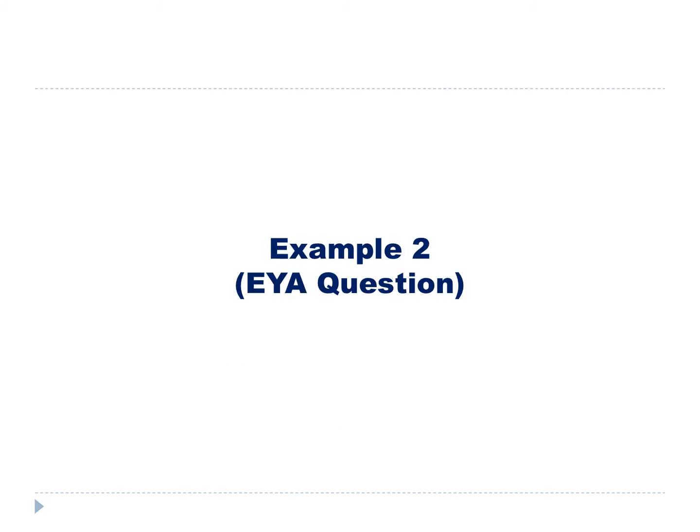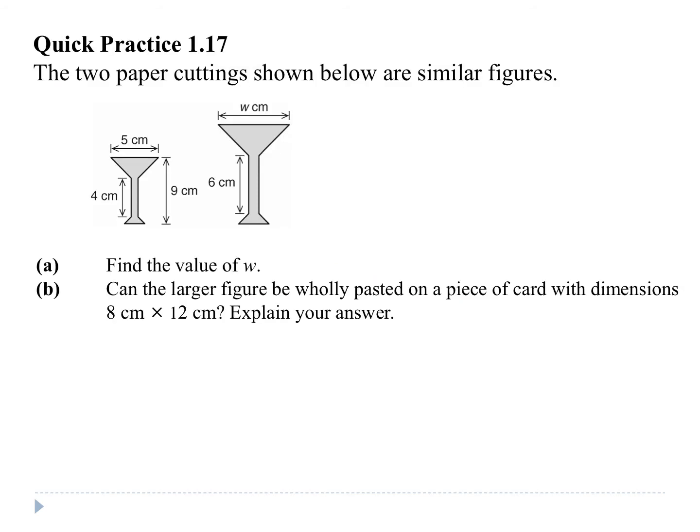We may see some EYA questions for this part. Then how can we do that? Look at this question in your textbook. It is Quick Practice 1.17. There are two paper cuttings, and they are similar. For part A, we have to find out what W is. And part B asks whether this figure can be wholly pasted on a piece of card with this dimension, 8 cm times 12 cm. We have to explain the answer.